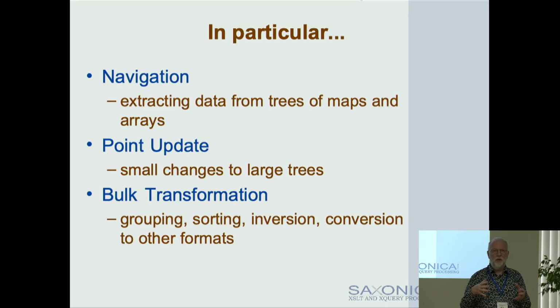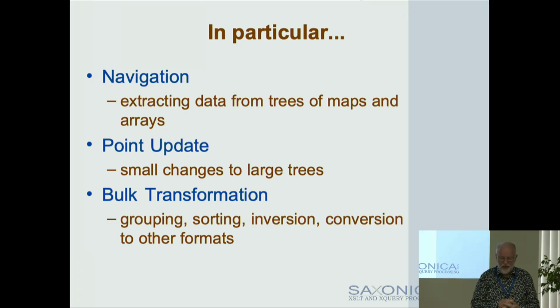XSLT model, the XQuery model for maps and arrays is more general than the JSON model. It's not just JSON, because you can have, for example, maps that contain nodes. You can have maps that contain sequences, and so the data model is rather more orthogonal in terms of mixing bits of XML concepts with bits of JSON concepts into a single unified data model. So it's a generalization of both the XML model and the JSON data model.